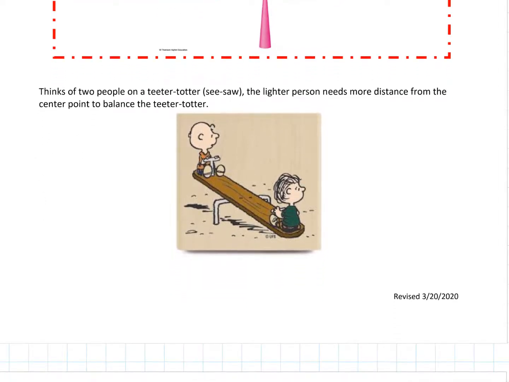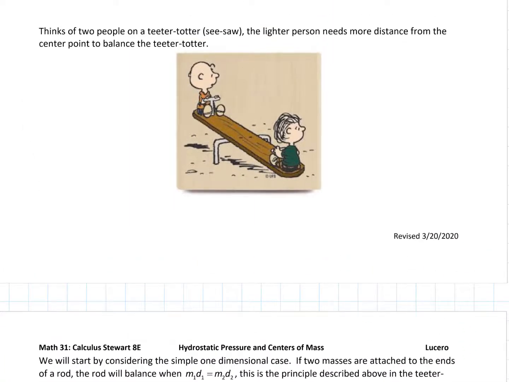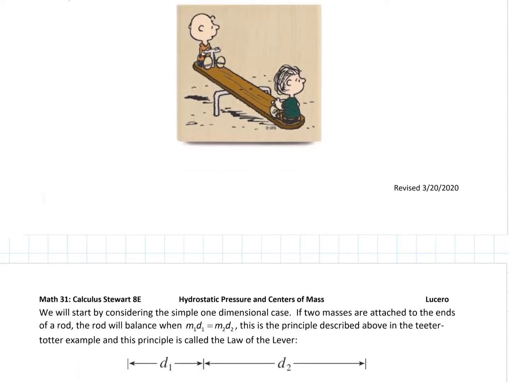If you have a teeter-totter, and I grabbed this little funny image here, we've got our little Charlie Brown characters here, and one person is heavier than the other person, then the teeter-totter is off balance. So you need more distance for the lighter person from the center point to keep that in balance. So it's sort of the general concept here. So we're going to be looking at two things, both the weight or the mass of the person and its distance from that center point.